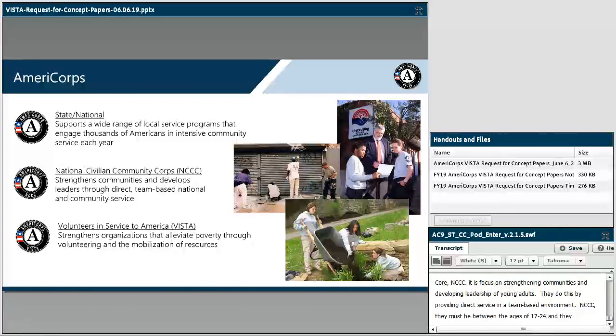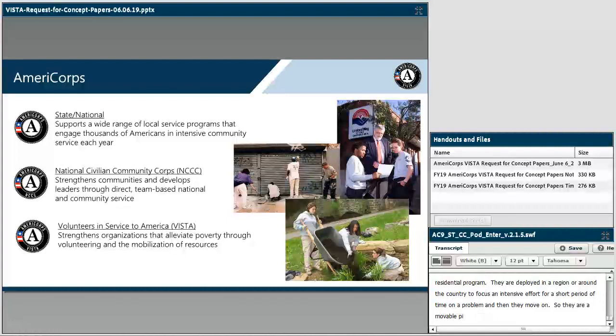Another thing that's really cool about NCCC is that they live together on campuses. It's a residential program, so teams of NCCC members will live on campuses. They are deployed within a region or around the country to focus an intensive amount of effort for a short period of time on a problem, and then they move on. So they are a movable feast, the NCCCers.